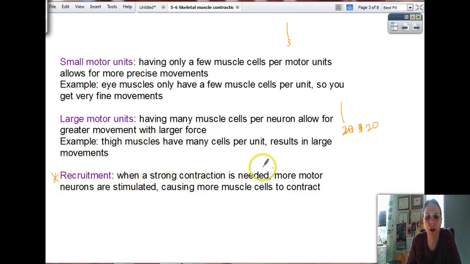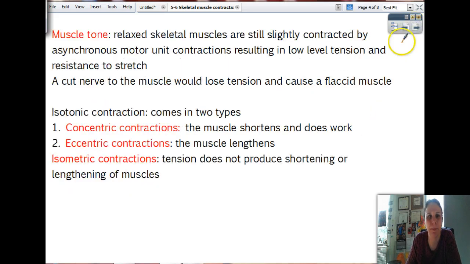So when a strong contraction is needed, more motor neurons are stimulated, causing more muscle cells to contract. So if I only stimulate one neuron, just a few are going to contract. If I stimulate a whole bunch of neurons, well then I'm going to get a big contraction out of that.